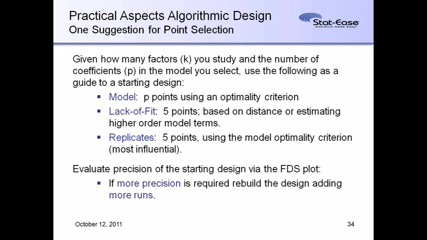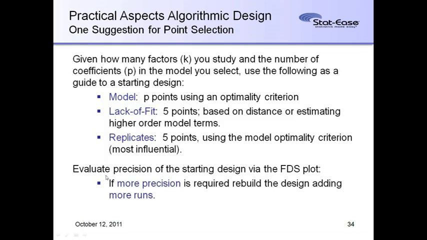Okay, so we pick P model points using the optimality, then we pick 5 lack of fit points using distance. And you could use other criteria. You could try to make it robust to the quadratic model. So I'm going to pick 5 lack of fit points instead of using distance. I'm going to pick them so I can estimate some subset of cubic coefficients. But for this example, I'm going to use distance. Then after you've got those 15 points and you say, okay, I'm going to pick 5 points to replicate, it doesn't matter which points you replicate for estimating error. So we can go back to using the model criteria and say I'm going to pick the 5 points to replicate where those replicates add the most information about the quadratic model.